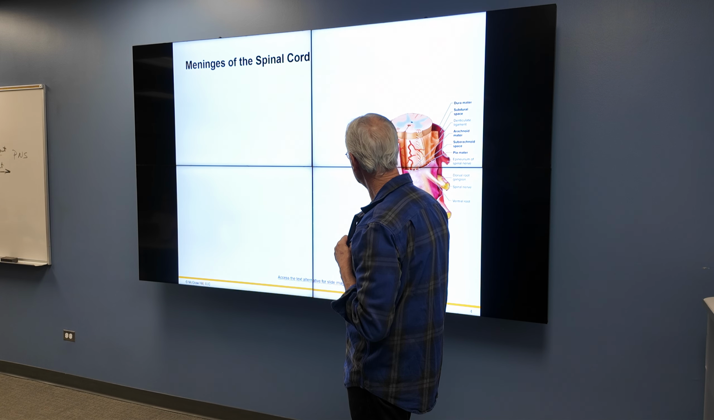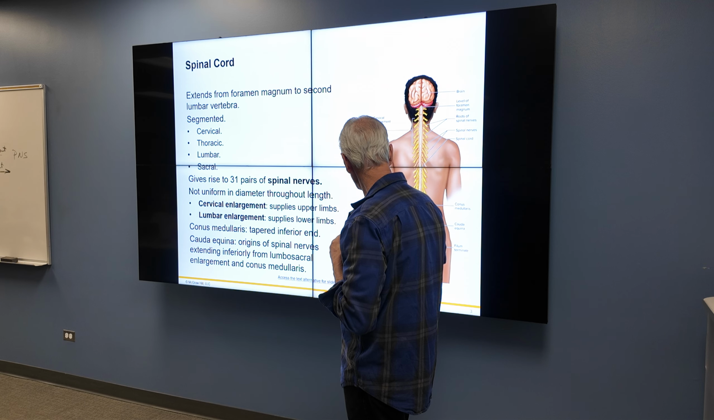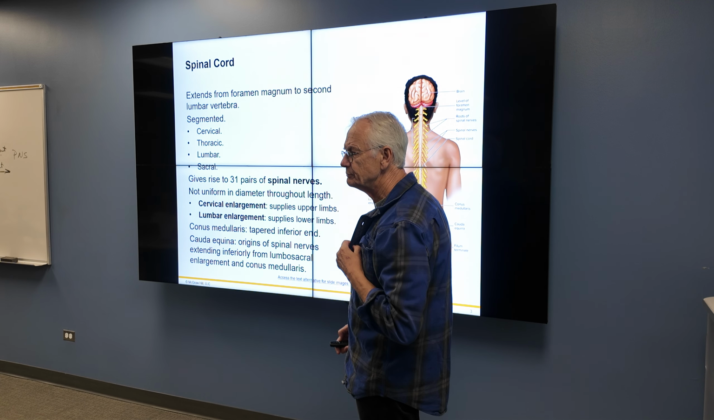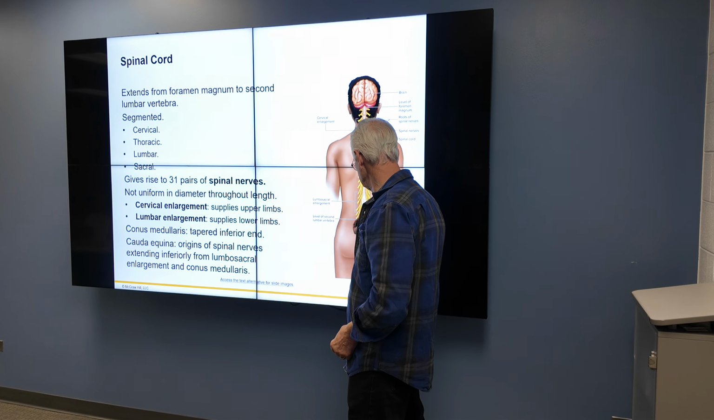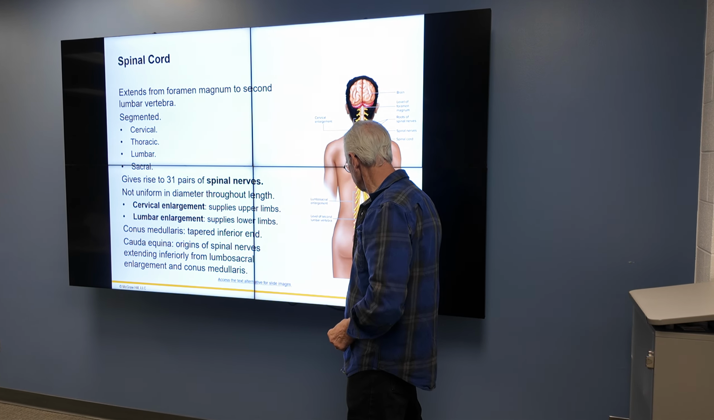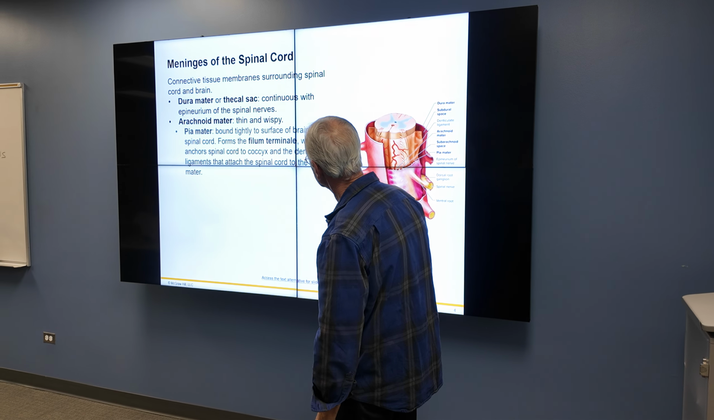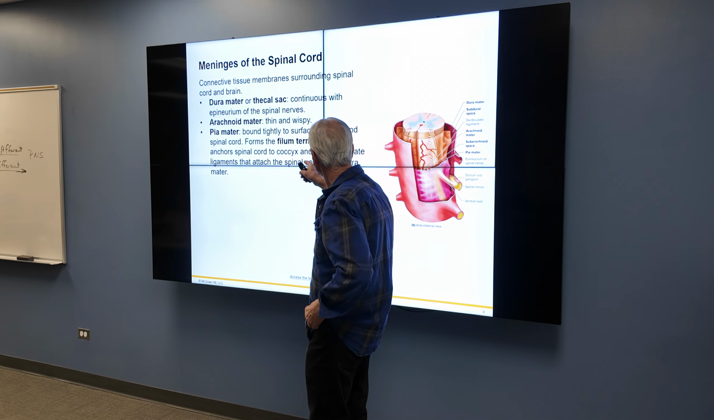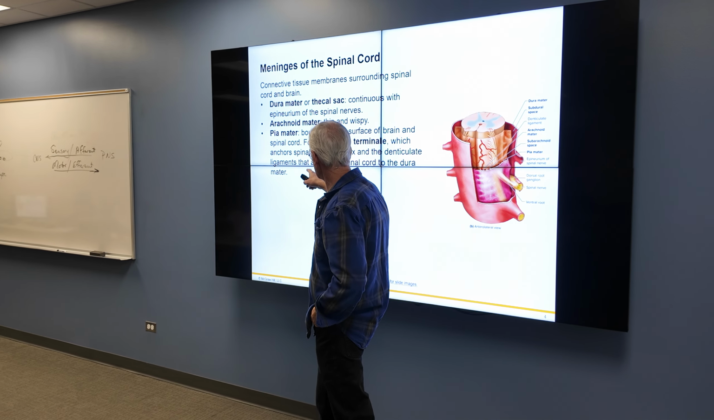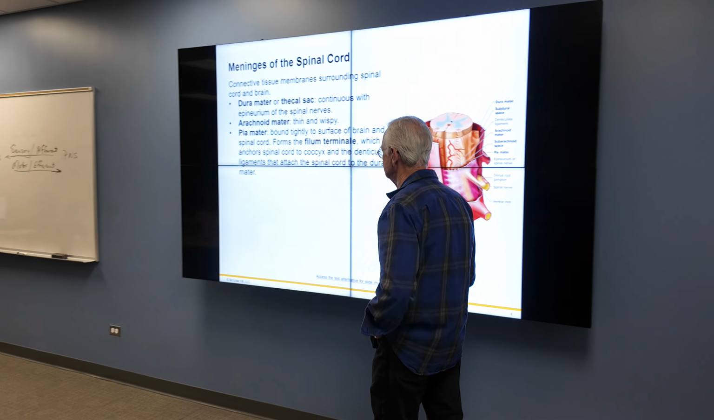Okay. Filum terminale, that little thin wisp of tether material here. It almost seems like something that's pulling tight to hold it in place here. And the denticulate ligament attaches the spinal cord to the dura here.